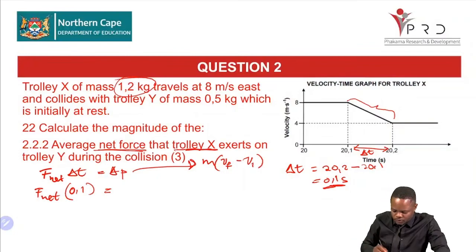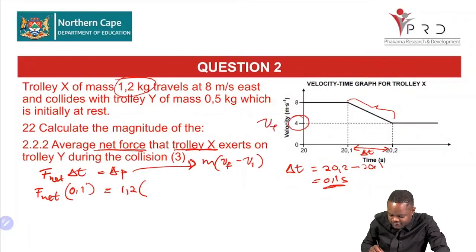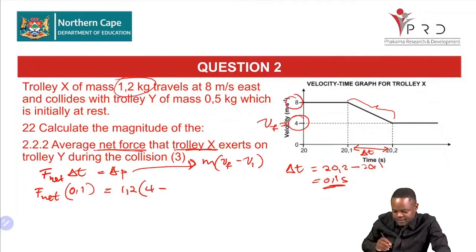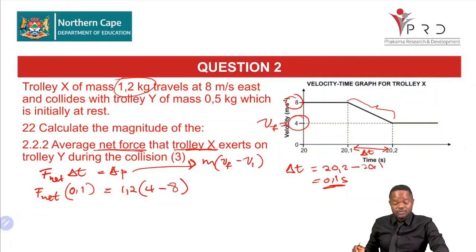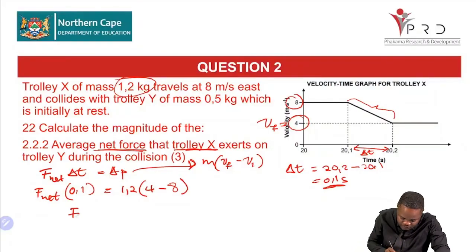So what is the mass in that case? We're saying is 1,2, right? The mass. Remember, we're dealing with x. Okay. And then final velocity of x, we say that is the VF for x. Final velocity is 4, right? Initial velocity, there is our initial velocity. It's 8. Oh, definitely we're going to get a negative. Let's do the calculation there. What are we getting? Grade 12.